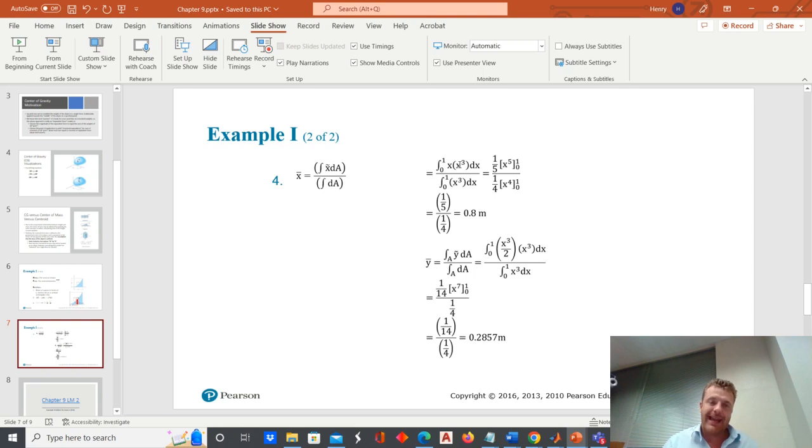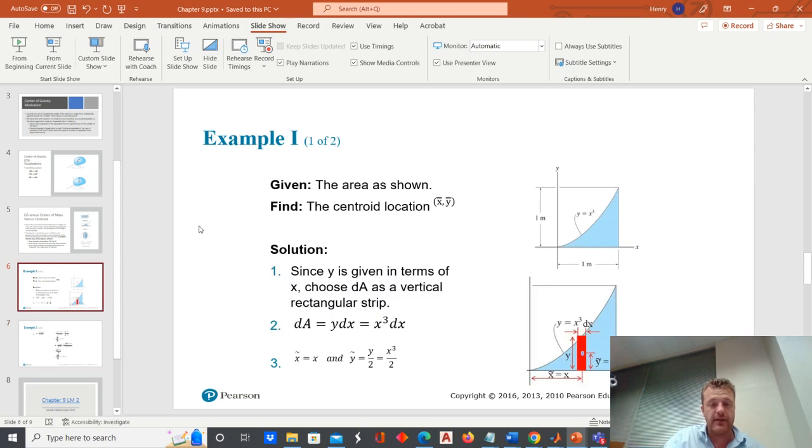Remember that whenever you're taking the antiderivative of a power function, what you need to do is increase the exponent by 1 and divide by that new exponent. So x to the fourth, its antiderivative becomes x to the fifth divided by 5. X to the third, its antiderivative becomes x to the fourth divided by 4. Both of these we're evaluating over the integration interval.